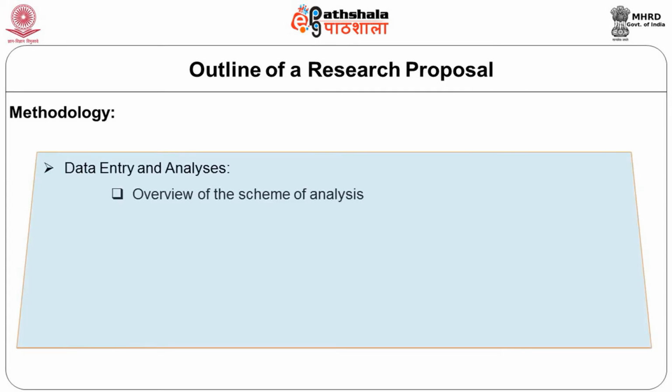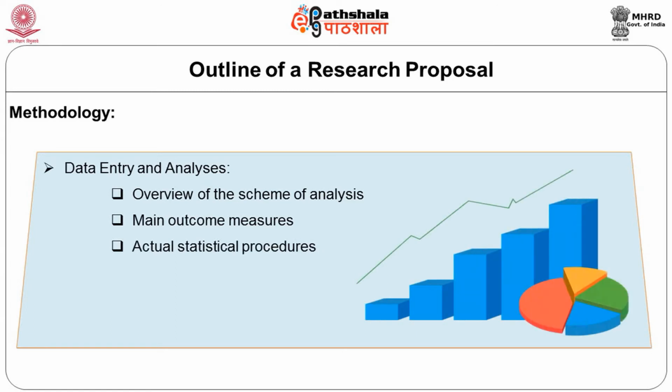Usually it is a norm these days to write that data will be analyzed using such and such package, say SPSS package or some other package. But that is the software that you would be depending on. But in data entry and analysis part, what you have to clearly write is an overview of the scheme of analysis. What are the main outcome measures that you are looking at? To arrive at those outcome measures, what are the actual statistical procedures that you take up? And then you could mention in a line as to what software you would be relying on to run these statistical procedures.